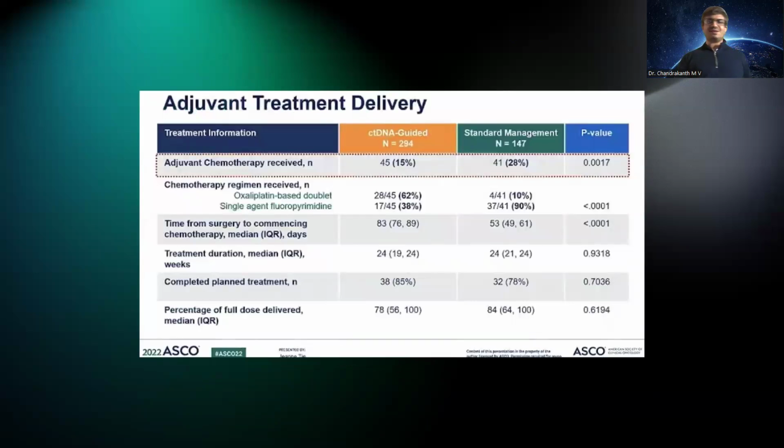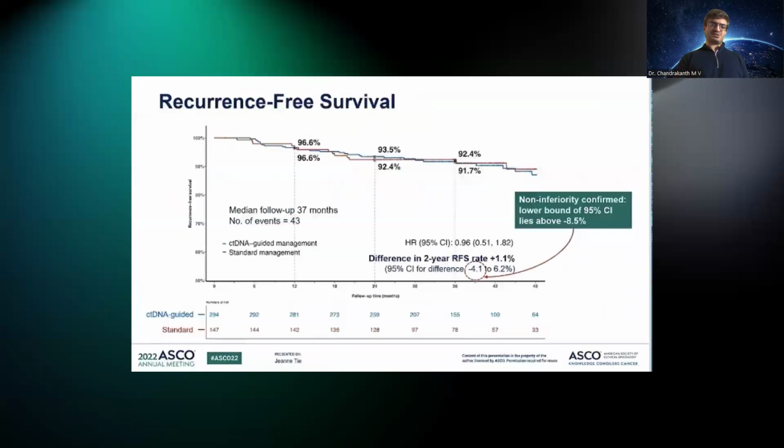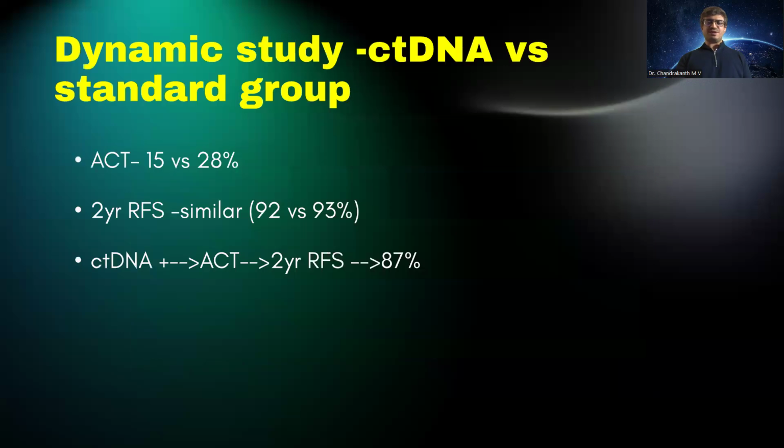They could find that if I treat by ctDNA-based treatment, I can treat a smaller number of patients. Almost half the treatment, like 15% versus 28%. So de-escalation could happen in almost 40% of patients. And even if I'm treating less, recurrence-free survival is non-inferior.